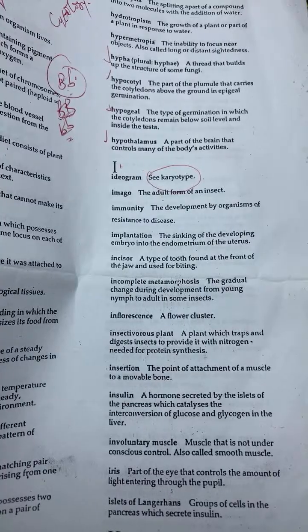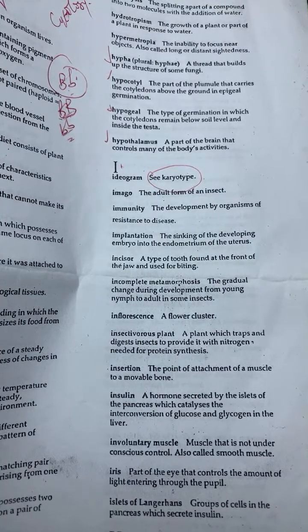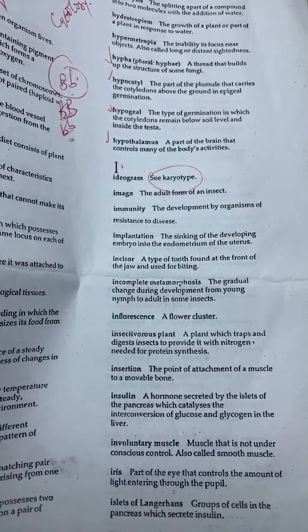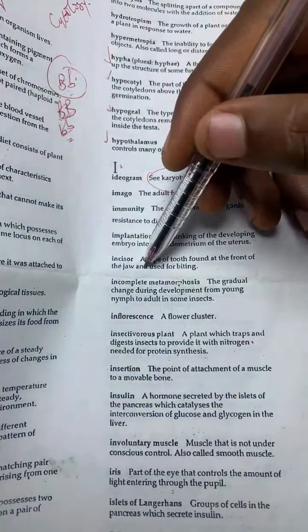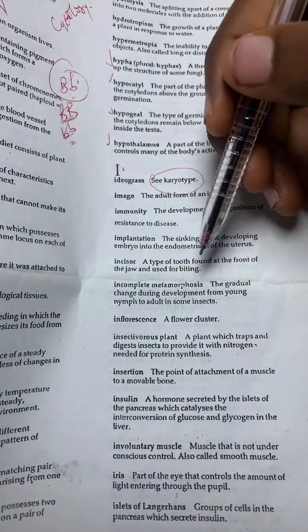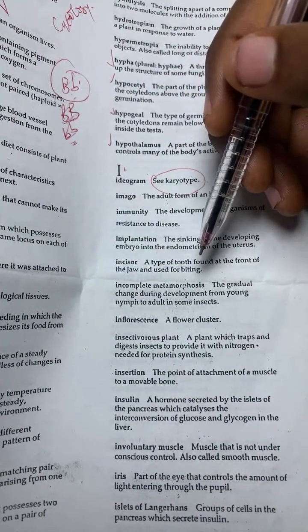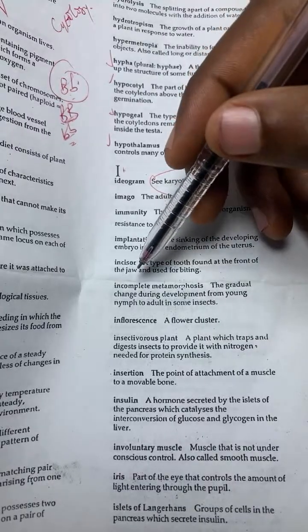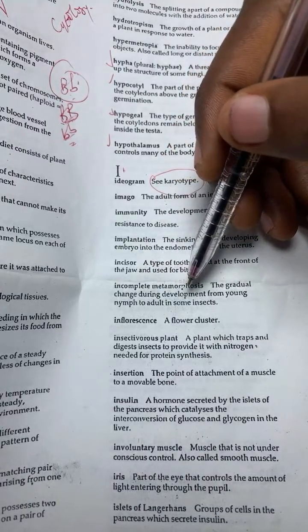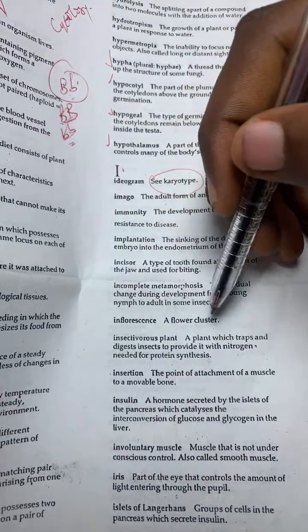Incisor is used for what? Is used for biting. But where is it found? It is a type of tooth found at the front of the jaw. Are we there now? Good. We have incomplete metamorphosis. With incomplete metamorphosis, we're talking about the gradual change during development from young nymph to adult in some insects. Are we there now? Inflorescence is a flower cluster.